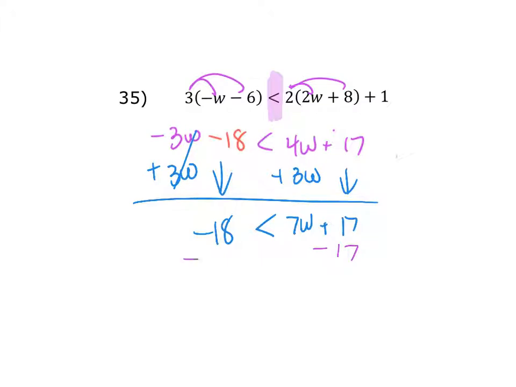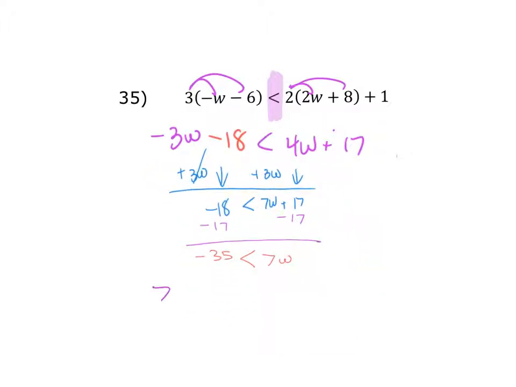Then you can subtract 17 on both sides. And you get negative 35 is less than 7W, which is the same thing. If I wanted to flip it right away, I could actually write it as 7W is greater than negative 35. Think of it this way if you forget. It's pointing to the 35, so you make sure that it points to the 35 as well. So if here it's pointing to the 35, you want to keep it pointing to the 35. Then you divide everything by 7 and you get W is greater than negative 5.